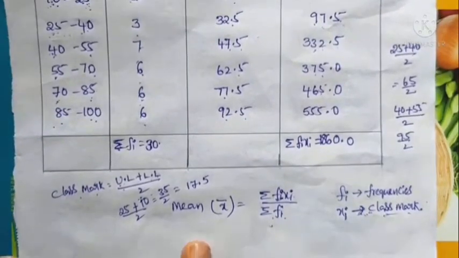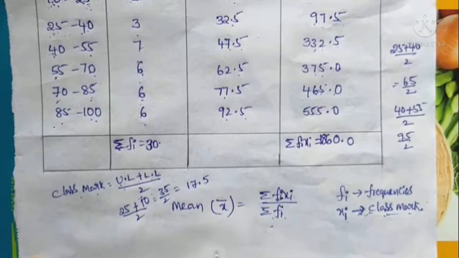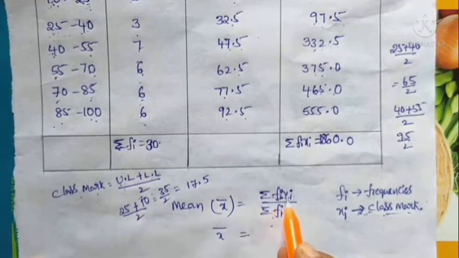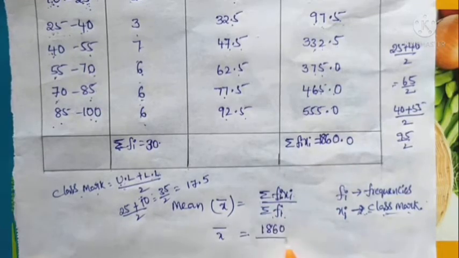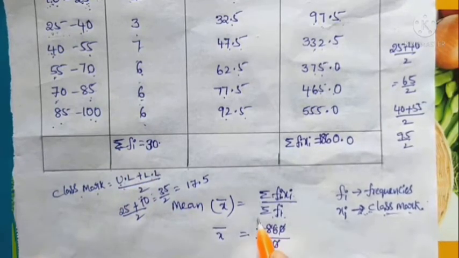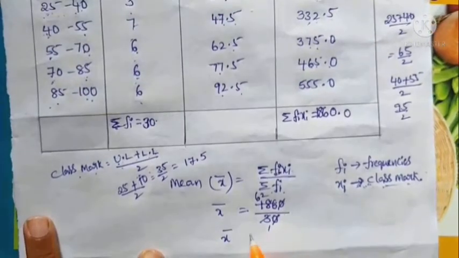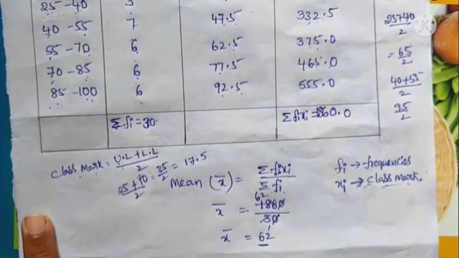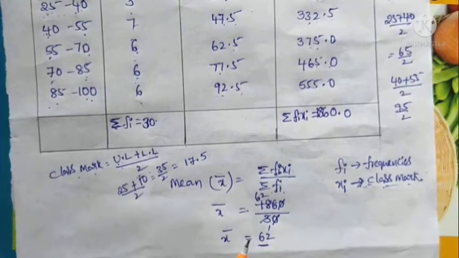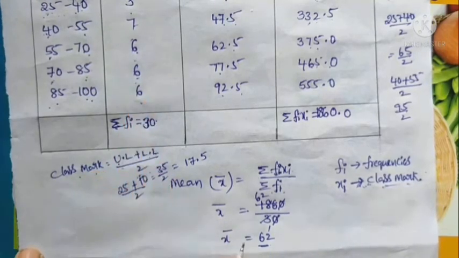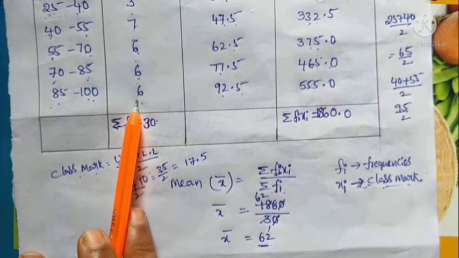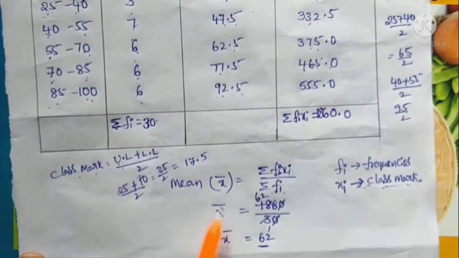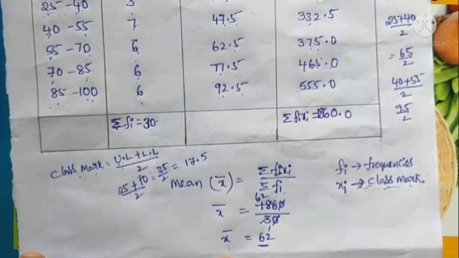The formula for the direct method is mean x bar is equal to sigma fi xi by sigma fi. So x bar is equal to 1860 by 30. We can cancel the zeros: 3 ones are 3, 3 sixes are 18, 3 twos are 6. So x bar is equal to 62. 62 is the mean of the given data. This is the first method for the mean of grouped data, the direct method.